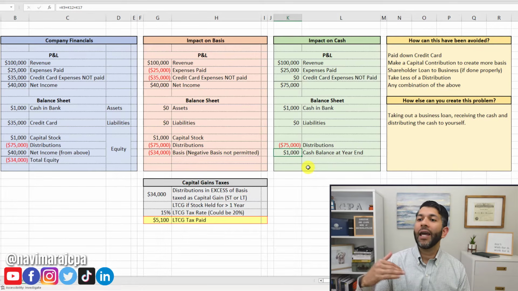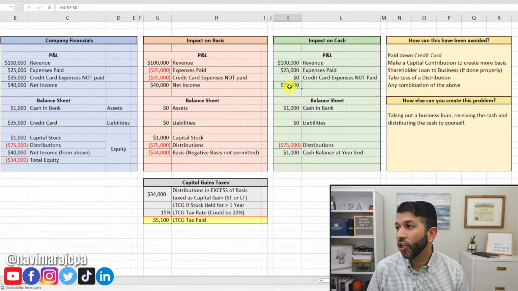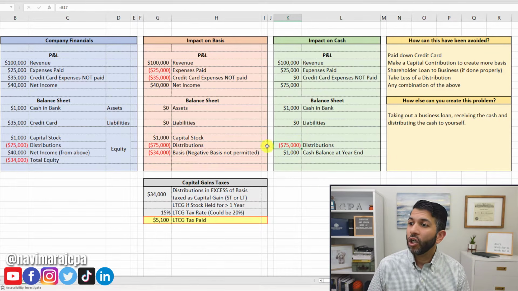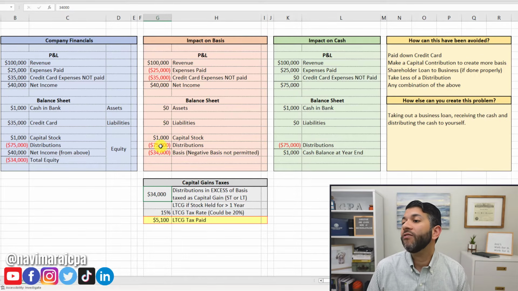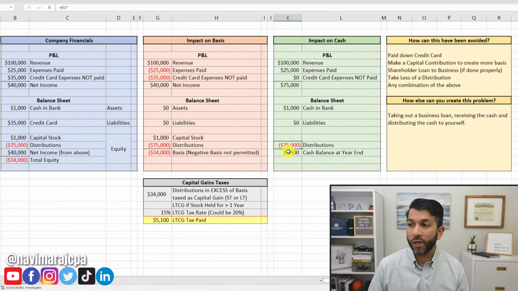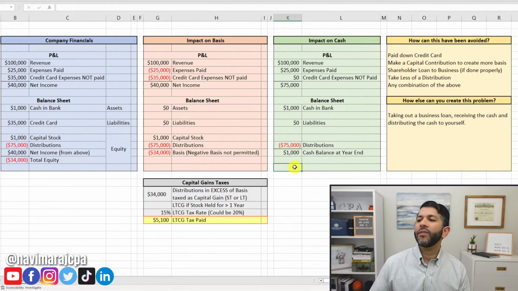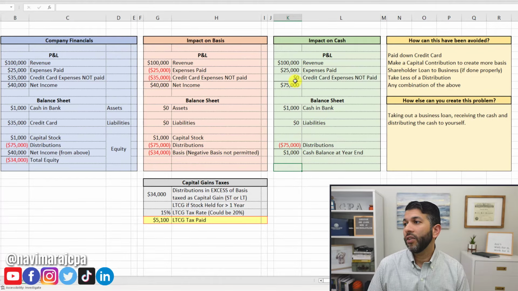So you see how this can happen. You thought you had 75 grand that you could distribute to yourself, but in reality, you only had about $34,000 or so that you could distribute to yourself without having this issue. Actually, sorry, $34,000 is the distribution in excess. So you had 75,000, minus the 34,000 that you could have distributed. So you distributed too much is the bottom line here. This is how this can happen. You might be asking yourself, how could someone take out 75 grand? This is how, because they purchased a lot of this stuff on a credit card and didn't pay it down.